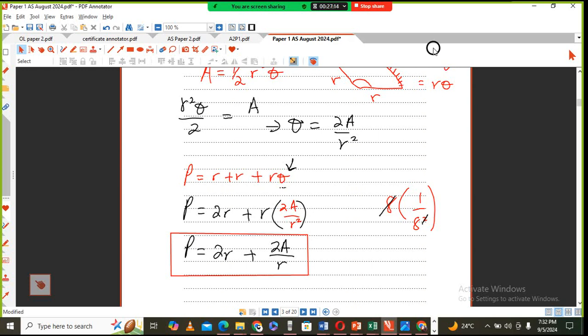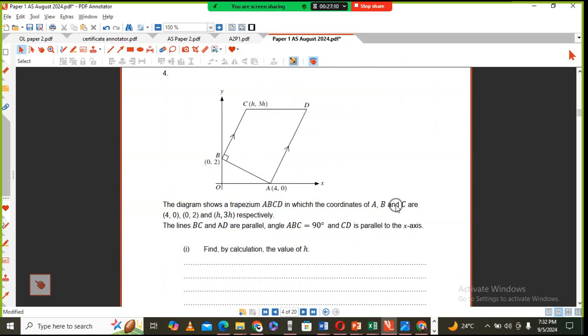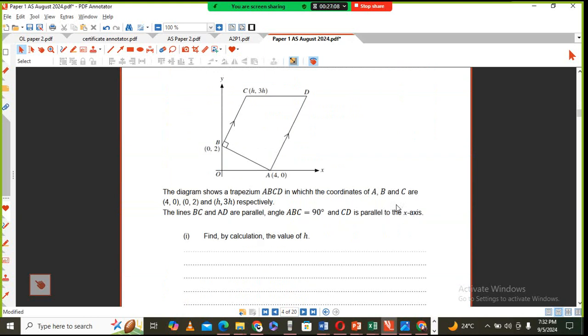Yes, sir. Okay. Right. Coordinate geometry. What was your value of h? Cannot get that one. Okay. What we have, the diagram showed that trapezium. You can see the coordinates. BC and AD are parallel, as you can see.